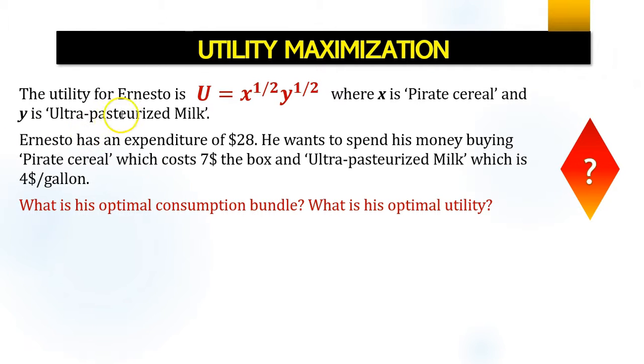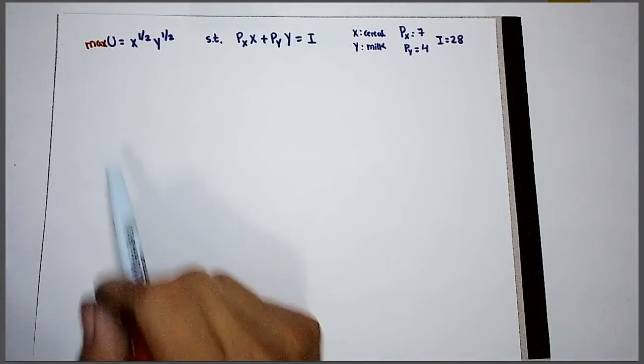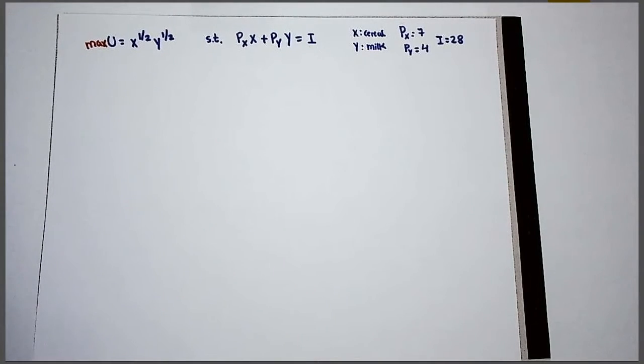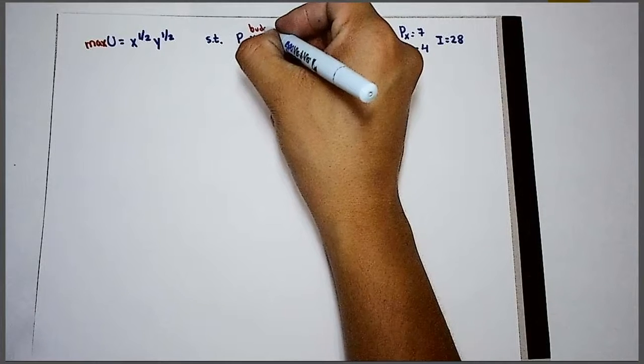The formulation of the utility for Ernesto is provided here, where X is a cereal and Y is milk. Ernesto has a budget of $28 and he wants to spend it on buying cereal, which costs $7 per box, and milk, which is $4 per gallon. We want to know what is his optimal consumption bundle and what is his optimal utility. In a utility problem, our goal is to maximize the utility subject to a budget constraint.